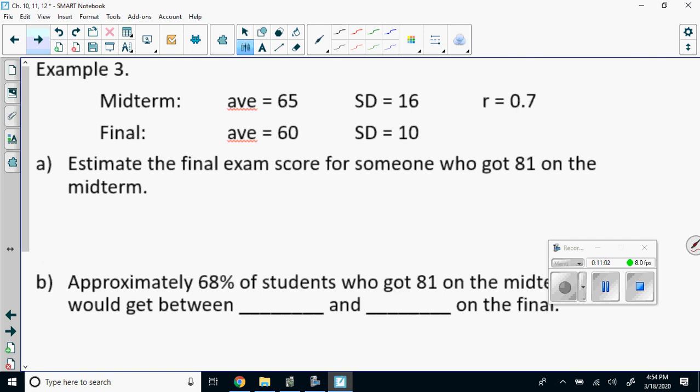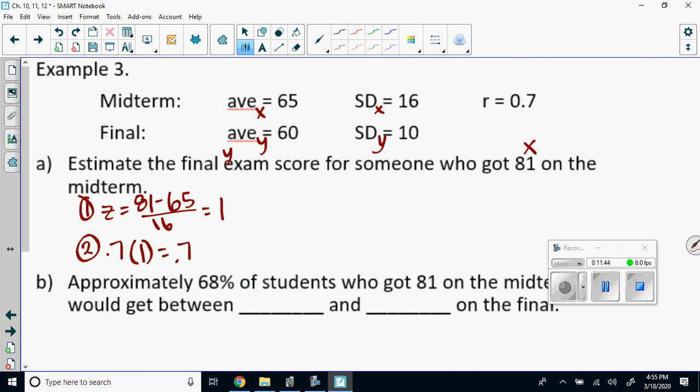Okay, estimate the final score for someone who got an 81 on the midterm. So we know that the final scores are what we're estimating. 81 is what they got on the midterm, so that's our X. And I think we've already done this problem, but I'm just going to go through the 4 steps again, just as a reminder for how to do it. So we're going to take our z-score by doing 81 minus the average for X over the standard deviation for X. That is 16 over 16, which is just 1. Multiply that by 0.7, the correlation coefficient. It becomes 0.7.